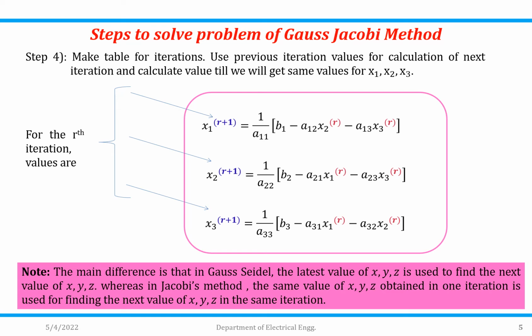Now the main difference between the Gauss Jacobi and Gauss Seidel methods is that in the Gauss Seidel method, the latest value of x, y, z or x1, x2 and x3 is used to find the next value of x, y, z or x1, x2 and x3. Whereas in Jacobi's method, the values of x, y, z obtained in one iteration are used for finding the next values of x, y, z in the next iteration.